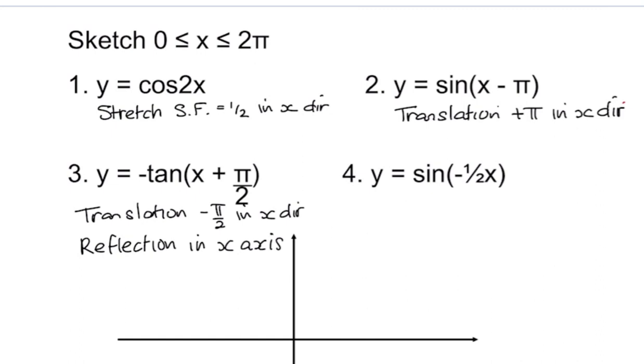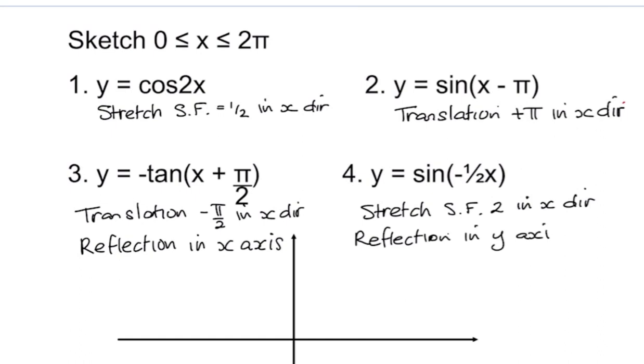And question 4 again is 2 transformations. First of all, and it doesn't matter which way around you actually do these, it's a stretch, scale factor 2 in the x direction, followed by a reflection in the y-axis. And again, if you stop the video and do your sketches following the basic transformations, you can then check your answer with the model solutions.